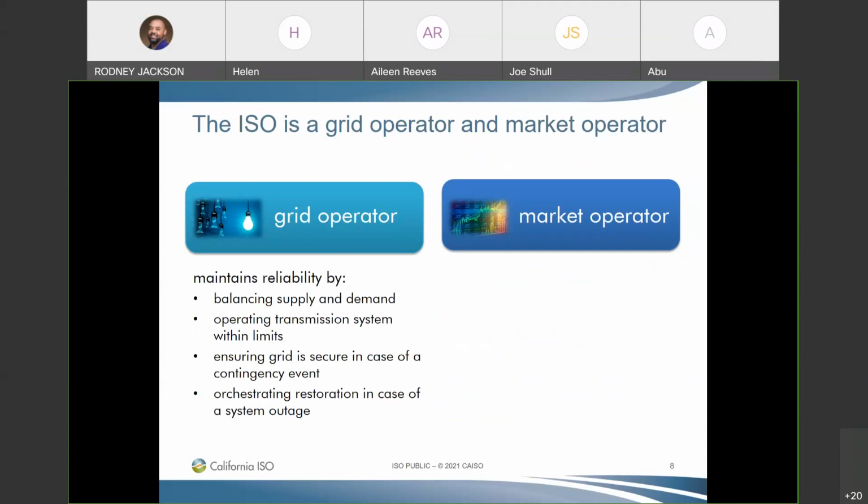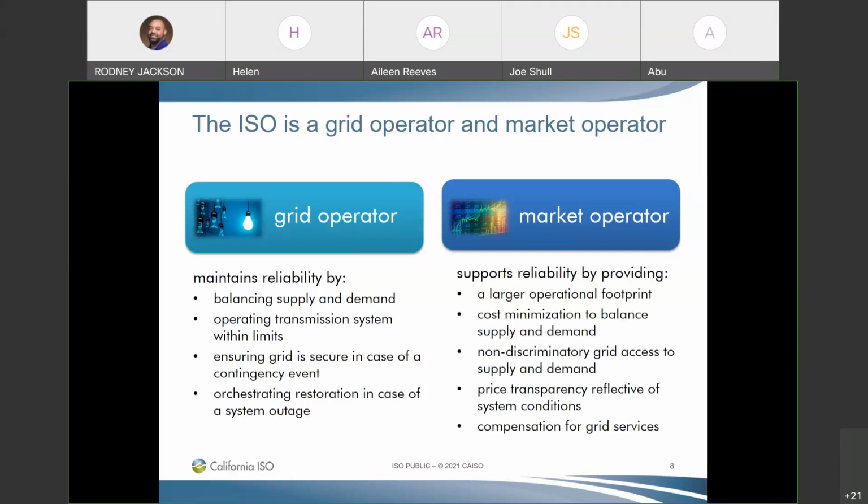Now, as a grid operator, the ISO makes sure that within the balancing area, every BA uses means to accomplish this. The grid operator supports reliability by balancing supply and demand. They make sure the transmission system is operating within its limits. Operating outside of that means unreliability, instability, and then we run into issues. They also ensure the grid is secure in case of contingency events. As you've seen over the past few years, things happen, but we still need to prepare and plan for those. Orchestrating a restoration in case of a system outage is also critical.